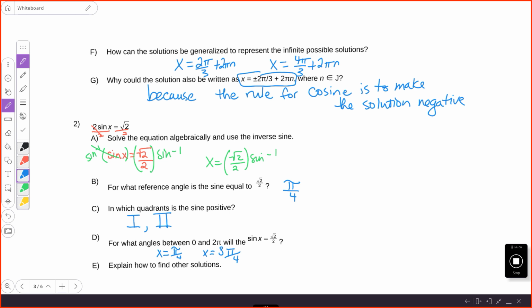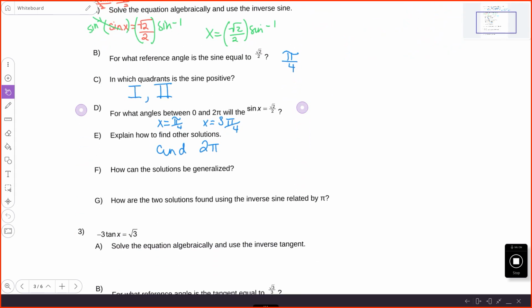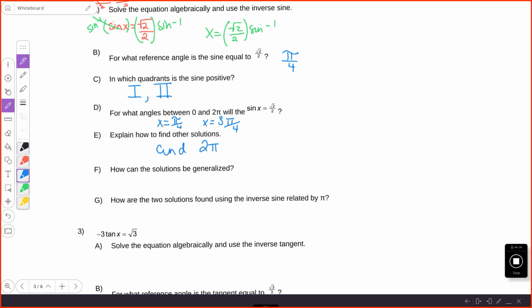It gives me a going in the water solution and a coming out of the water solution. I need the next two. How am I going to get those? Add 2 pi. We're going to generalize them just like we did the others. So I can do x equals pi over 4 plus 2 pi n, or x equals 3 pi over 4 plus 2 pi n.